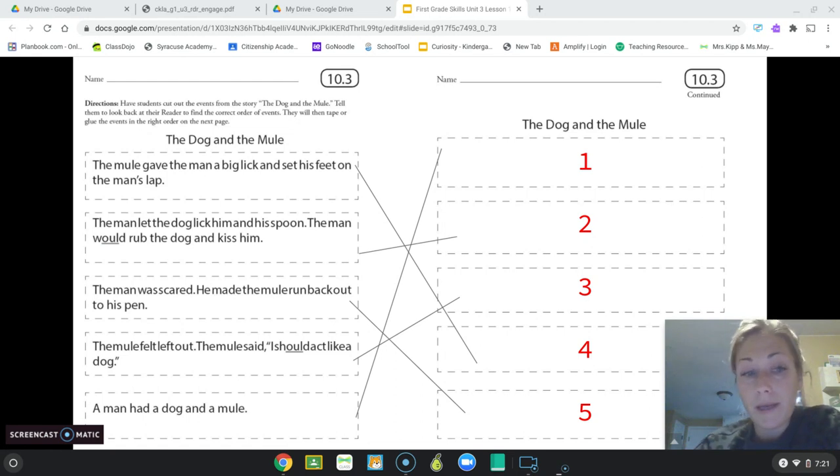So, quickly, first, a man had a dog and a mule. Next, the man let the dog lick him and his spoon. The man would rub the dog and kiss him. Then the mule felt left out. The mule said, I should act like a dog. The mule gave the man a big lick and set his feet on the man's lap. Then finally, the man was scared. He made the mule run back out to his pen.